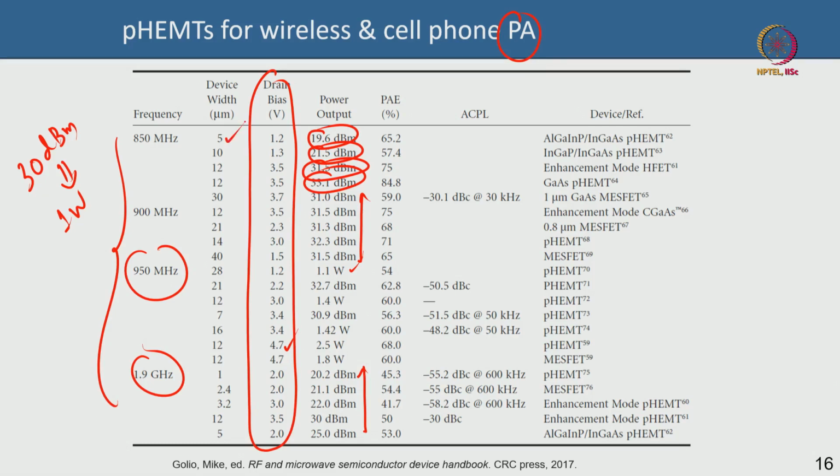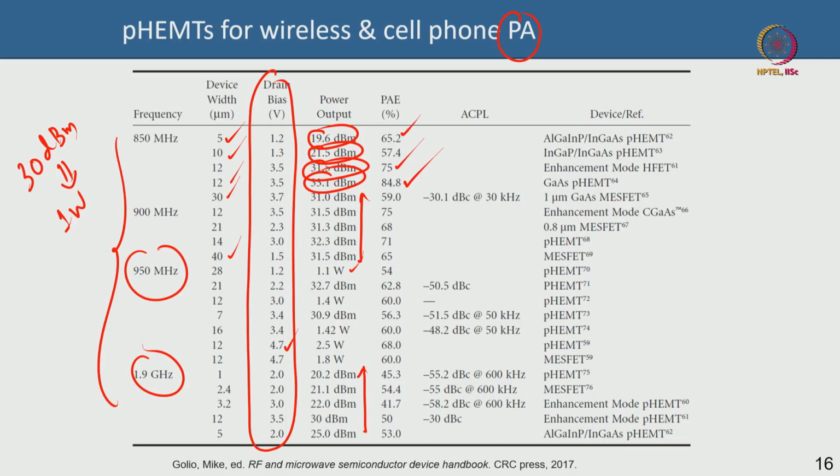What is the device width? Device width is 5 micron, 10 micron, 12, 30 micron. So this is a small width, right, because you need small power, you do not need multiple tens of watts of power, and you can see that power efficiency has to be really high, 65%, 75%, 84.8%. These are really high efficiency numbers. You need that kind of efficiency to enable the battery lifetime to be long, okay, and that is something silicon devices find very hard to do.